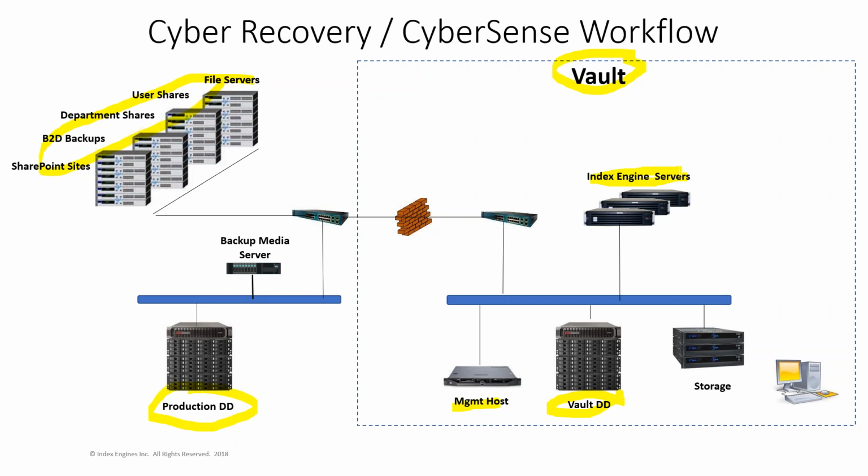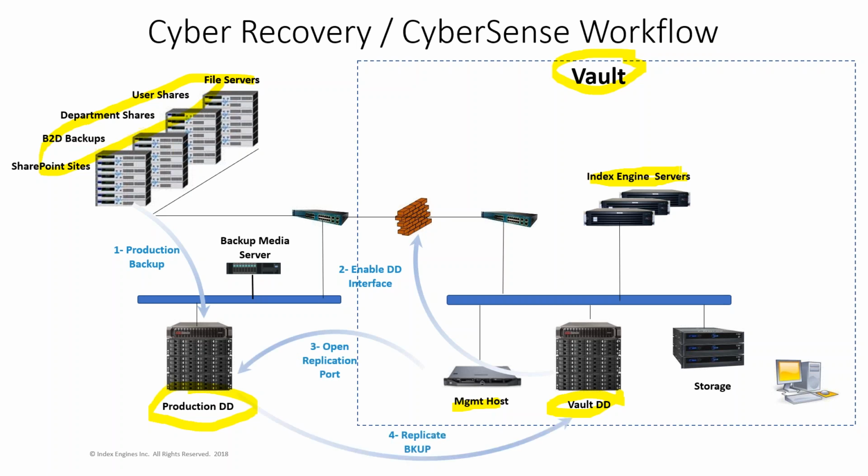So the workflow is pretty standard. A lot of this is managed by the cyber recovery solution, whereas production backup occurs to the production Data Domain as normal. The production Data Domain notifies the vault Data Domain to open the vault interface, which is opened. The replication port is open. The backup is replicated into the vault Data Domain. The interface is disabled, and the cyber recovery vault is isolated from the network. At that point, retention lock is applied.